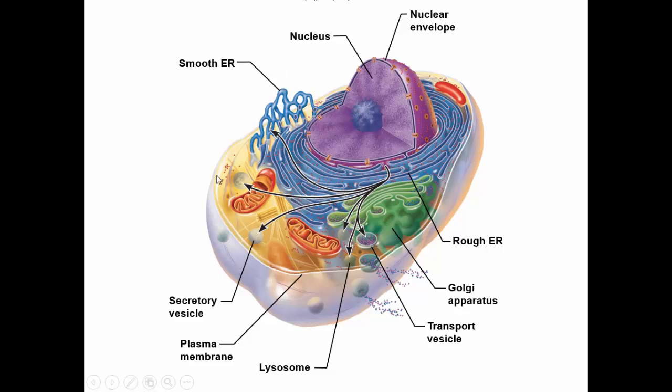So here is our generalized cell again. We see the plasma membrane. We now see mitochondria, lysosomes, endoplasmic reticulum, Golgi apparatus. Here are secretory vesicles, and we have exocytosis going on. What we now need to look at is the nucleus.